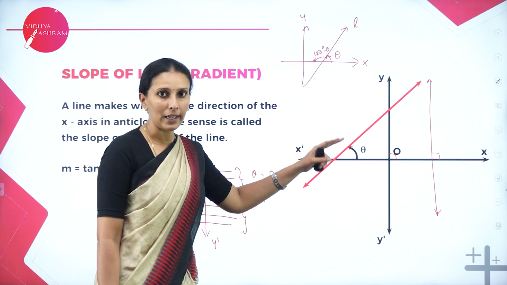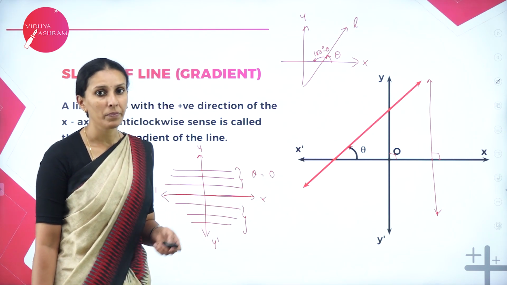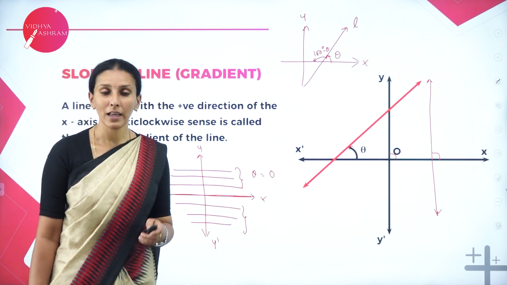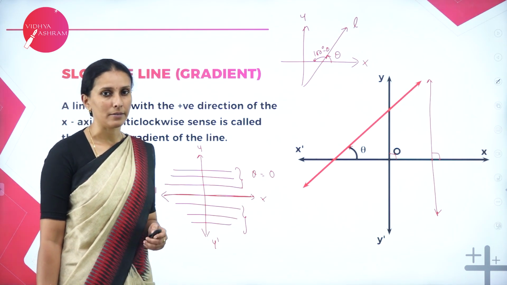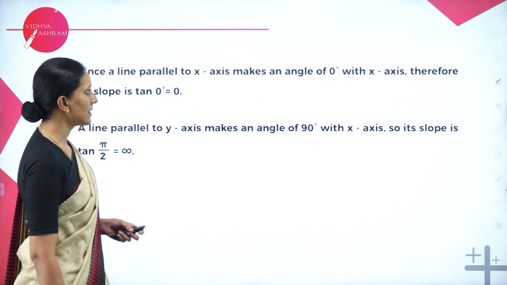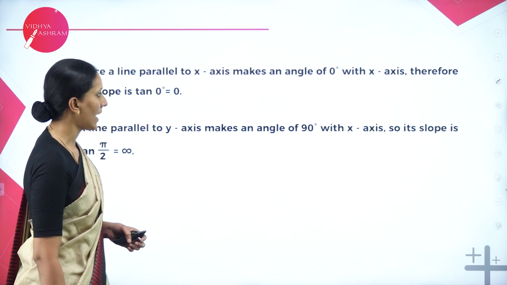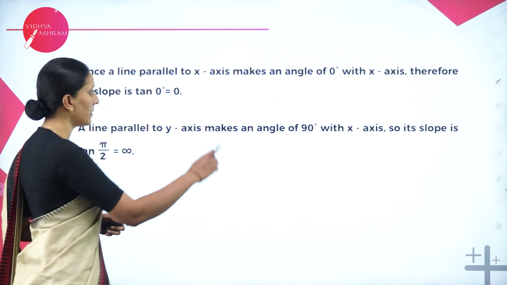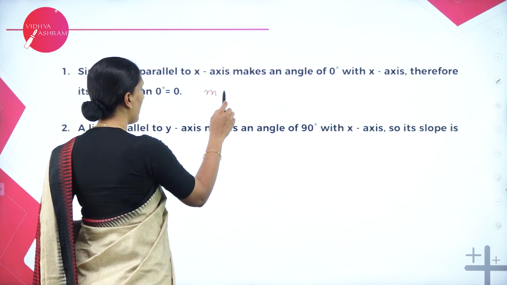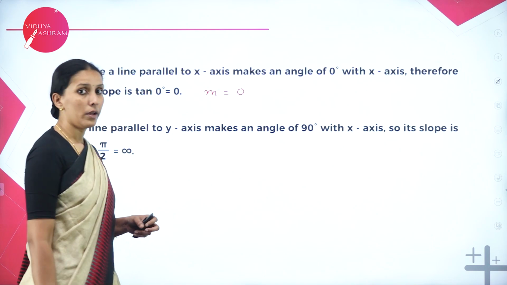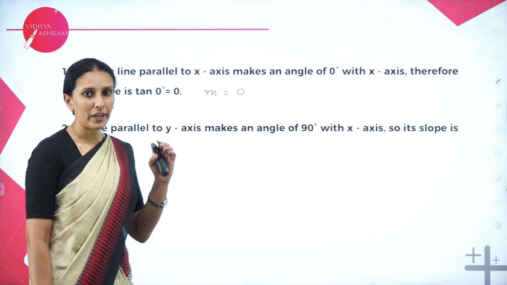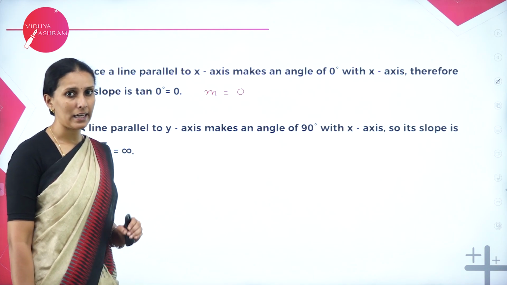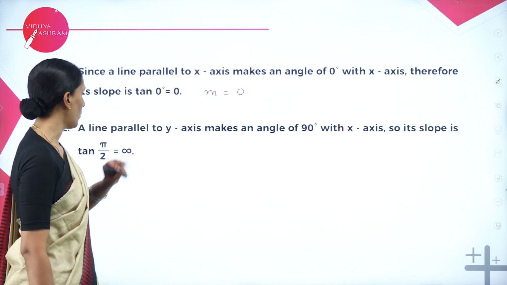For non-vertical lines, we can define a slope with an inclination theta, and hence the slope of the line is given by m is equal to tan theta. Since a line parallel to the x-axis makes an angle 0 with the x-axis, the slope tan 0 is equal to 0. The slope is always denoted by m and it becomes 0, because any line parallel to the x-axis will never intersect the x-axis, and hence the angle is 0, slope is 0.